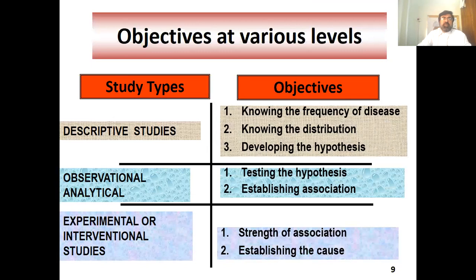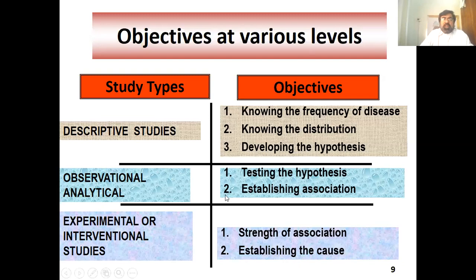Study types, descriptive studies. What are the objectives of descriptive studies? These types of studies aim to know the frequency of disease, knowing the distribution of the disease with time, place, and person. Where is the disease? What segment of the population has got the disease? And what is the season of that disease? Whether it develops in winter, it develops in summer, or in any other season. And developing the hypothesis, as I already said, that you have to formulate the hypothesis in descriptive type of studies.